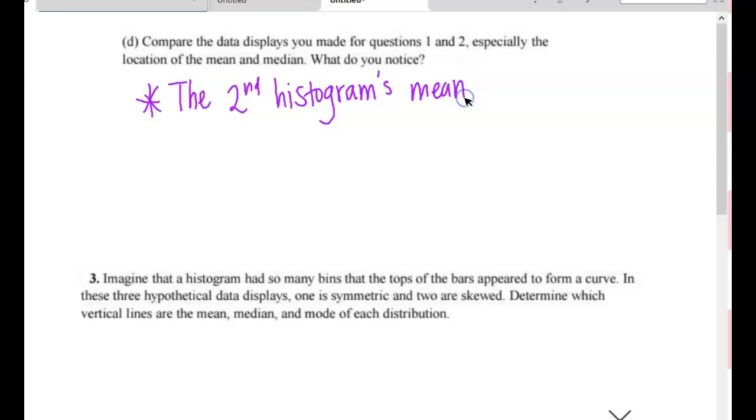Okay. Now, comparing the histograms from the front and from the inside of your notes, what do you notice? Especially look at the location of the mean and the median. What do you notice? The second one, they're further apart. Yes. So the second histogram, let's write this down. I'm going to abbreviate, okay? The second histogram: mean and median have noticeably different values.